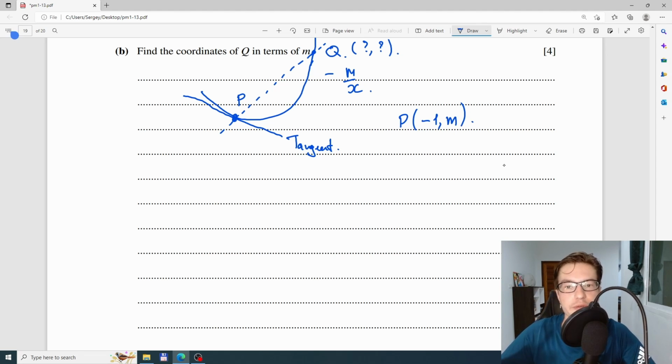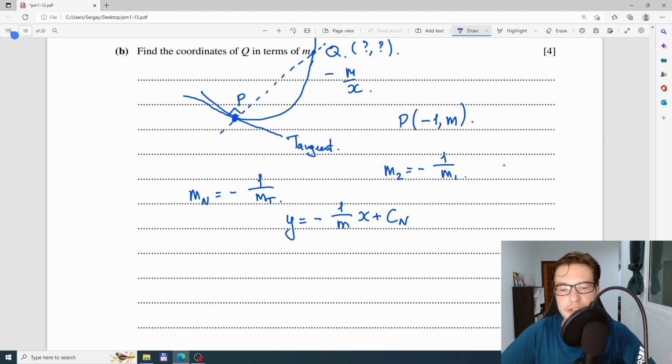And also we know how to find the gradient of the normal from the equation of the tangent. Because if two lines are perpendicular, then the gradient of the second line is minus 1 over the gradient of the first line. So the gradient of the normal equals minus 1 over the gradient of the tangent. So we can write down the equation of the normal as y equals minus 1 over m x plus c, and I'm going to emphasize that is cn, as c of the normal.